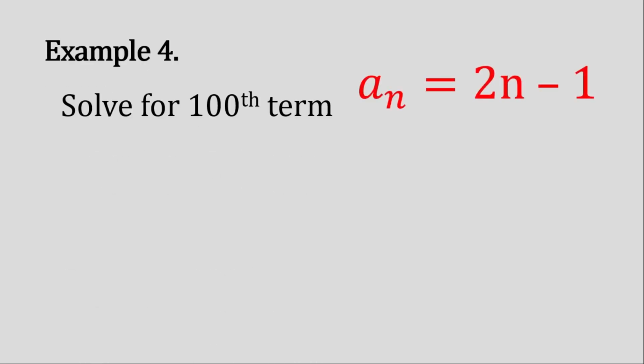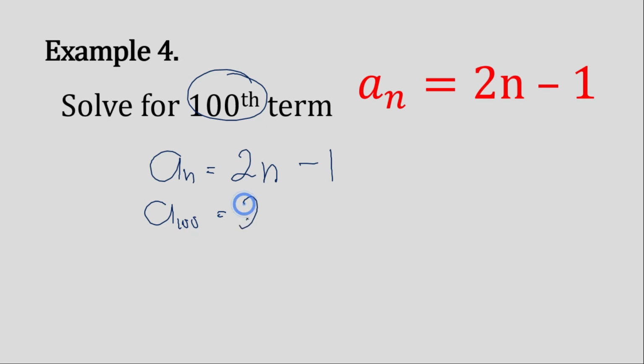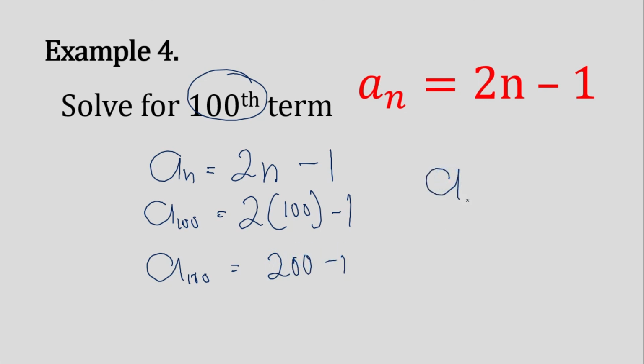Now let's solve for the 100th term. So we have a sub n equals 2n minus 1. So again, if we're looking for the 100th term, we are referring to a sub 100. Now let's change n into 100. So a sub 100 is equal to 200 minus 1. So the 100th term, or a sub 100, is equal to 199.